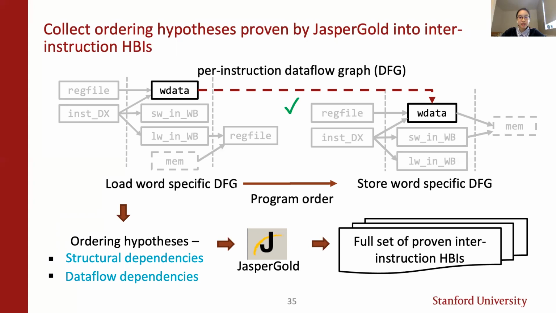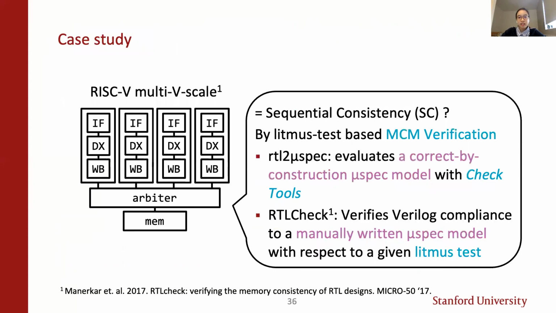Now let's take a look at a case study. To showcase the efficacy and efficiency of RTL to MicroSpec, we verified the RISC-V multi-V-scale processor MCM implementation. The multi-V-scale is a 4-core RISC-V processor featuring 3-stage in-order pipelines and implements sequential consistency. For RTL to MicroSpec, we have a correct-by-construction MicroSpec model that can be used in Check-based MCM verification.